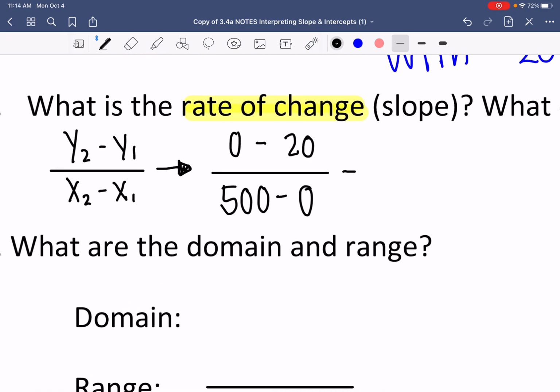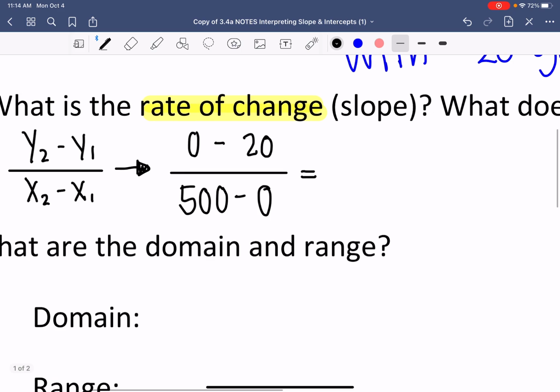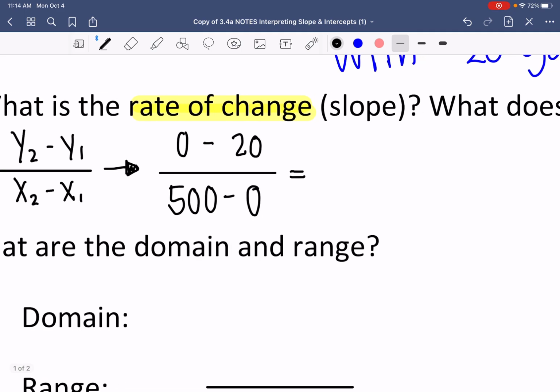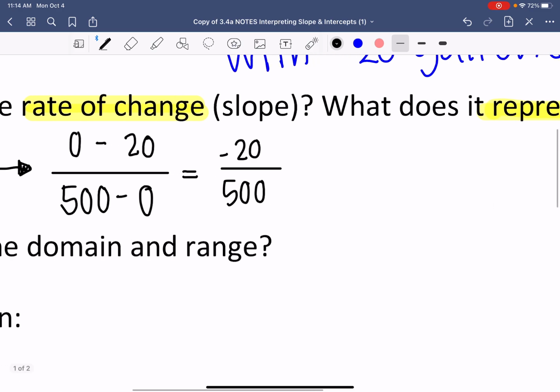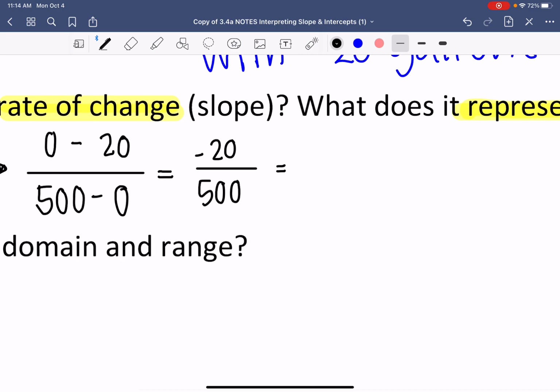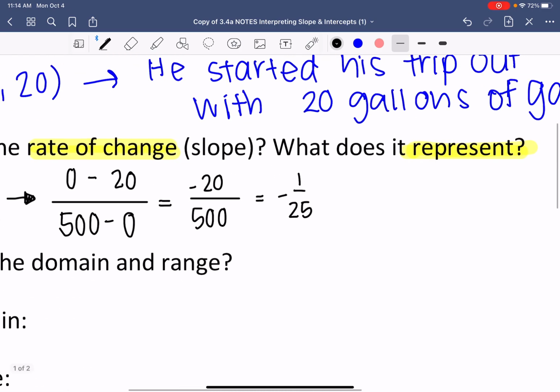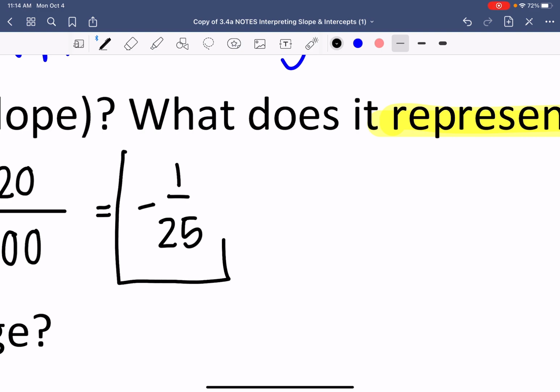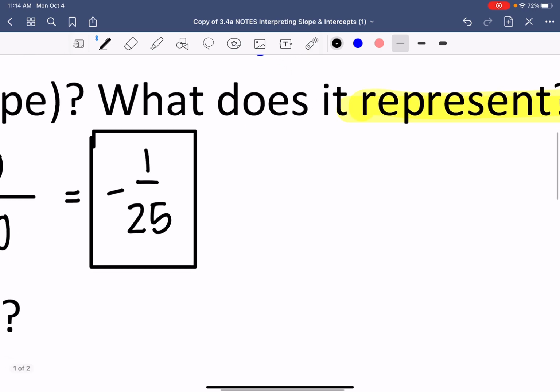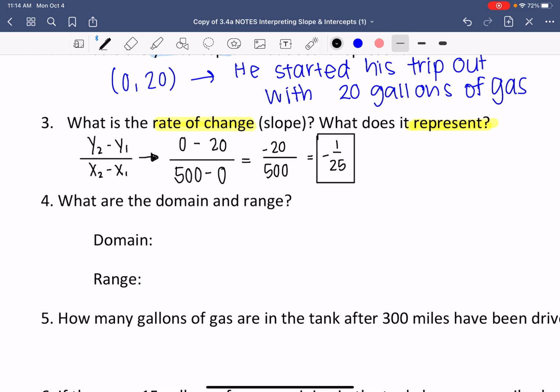All right, now we just subtract as is. So 0 minus 20, 0 subtract 20 is a negative 20. And then 500 minus 0 is just 500. When we simplify this out, we get a negative 1/25. So my slope is negative 1/25. So we know that this is correct because our slope is negative. We talked about that at the beginning. But now I need to figure out, what does it represent?